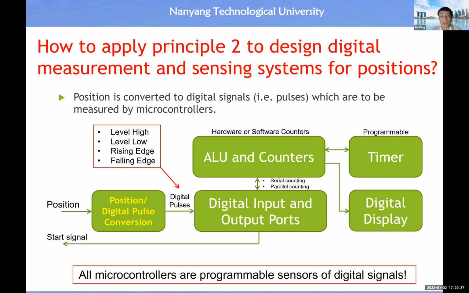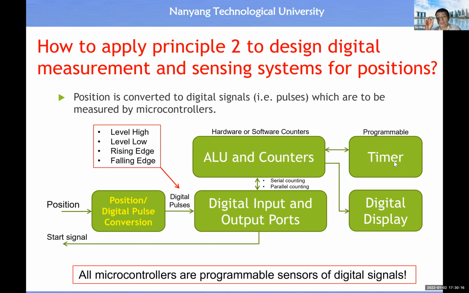This slide basically shows you the detail. Inside the microcontroller, we have digital input output ports, and all these ports could take in digital signal, digital pulse, either in time series or in parallel bits, it does not matter. And inside the microcontroller, we have an arithmetic and logic unit plus counters. The counters include the hardware counter and the software counter. And inside the microcontroller, there is a programmable timer.